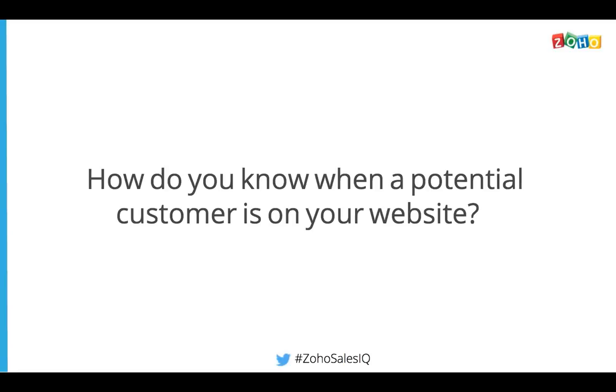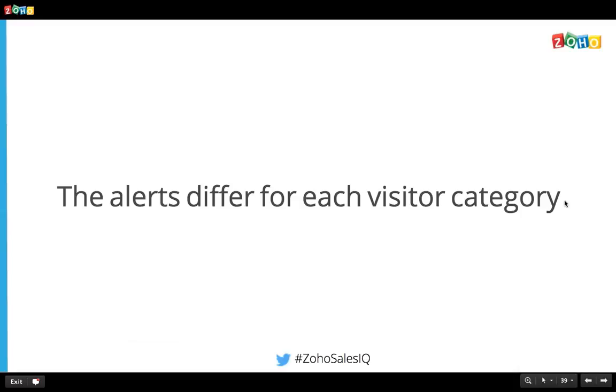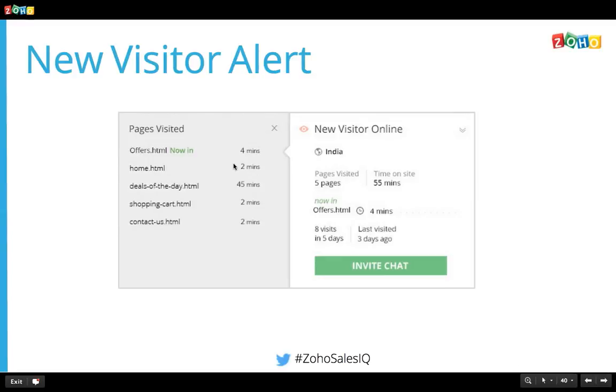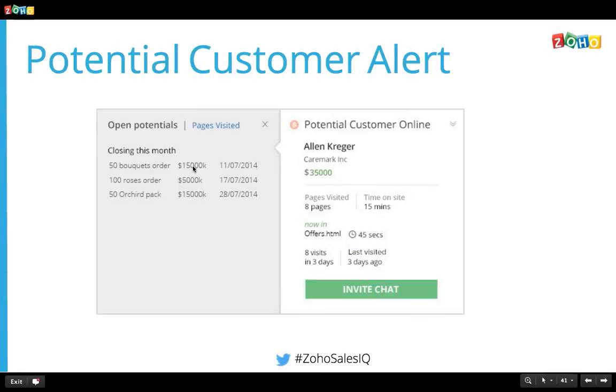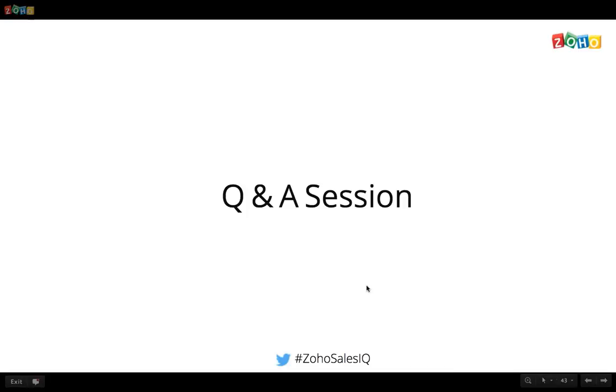So the last part is, how do you know when a potential customer is on your website? Very simple. Once you integrate both the systems, you will see on the extreme bottom right-hand side of your screen a small box that comes up with visitors, and you can minimize this also. There are different alerts for each visitor category. For new visitors, the focus is more on the pages they are visiting right now. For potential customers, the focus is on the open potentials that you have. For customer alerts and upsell opportunities, it's going to tell you how much we won, how much we lost, and you can also invite this person to chat. So that's pretty much it. It sums up in real time.